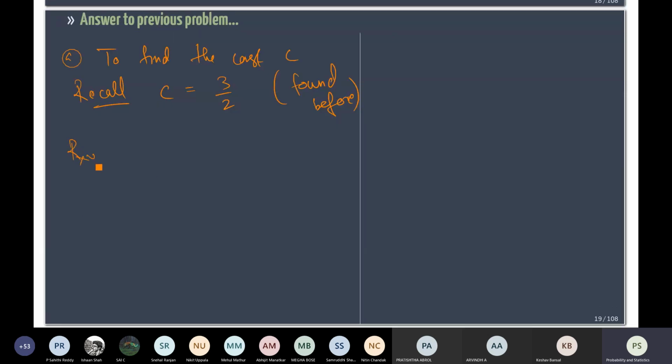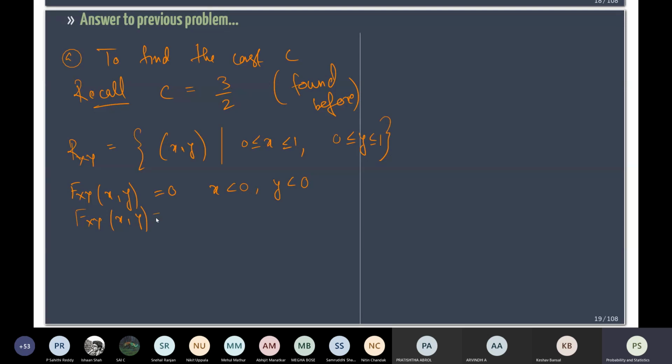The range of x and y is the set of all x and y with 0 less than or equal to x less than or equal to 1, and 0 less than or equal to y less than or equal to 1. These are just formalities. Since this is the range, we can already single out the boundary cases. F_XY is going to be 0 when x is less than 0 and y is less than 0, and F_XY is going to be equal to 1 for x greater than or equal to 1 and y greater than or equal to 1. So these are the boundary cases we singled out. Now we would like to find the CDF of the remaining region.